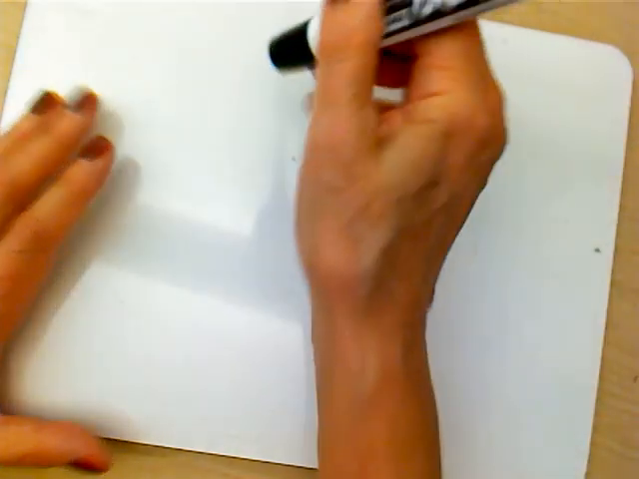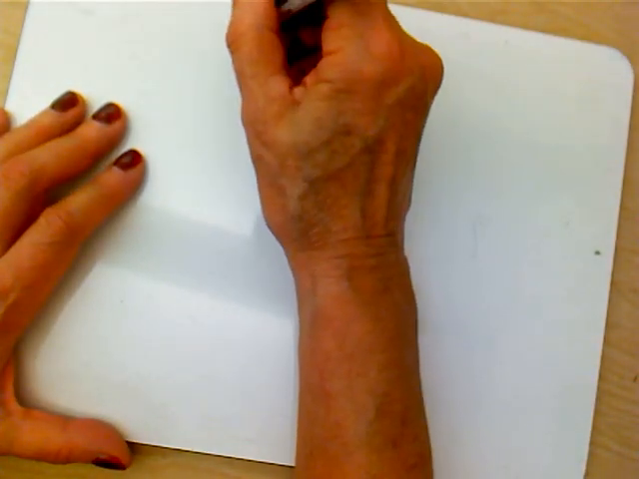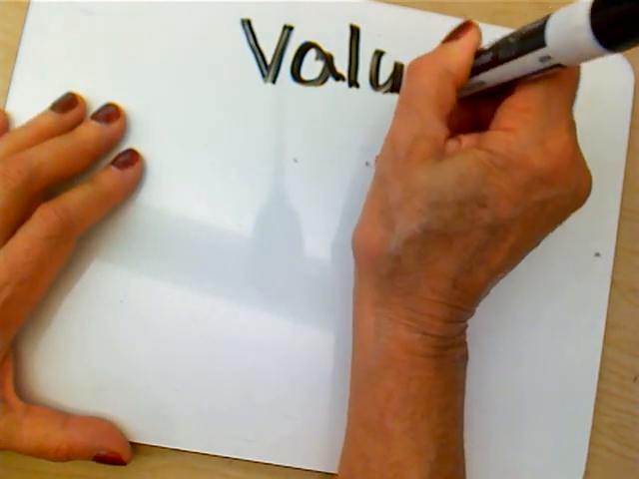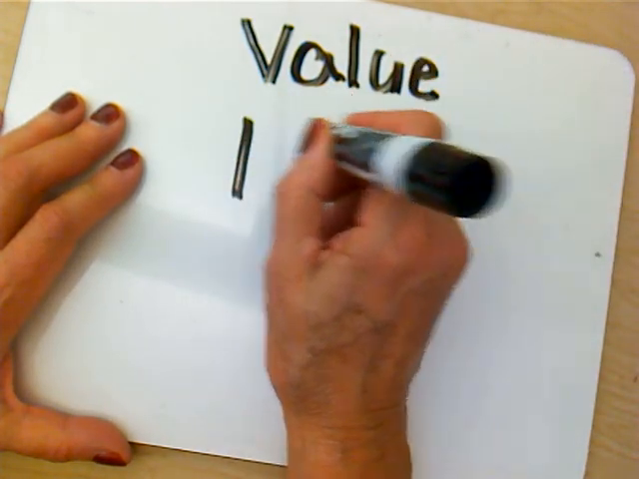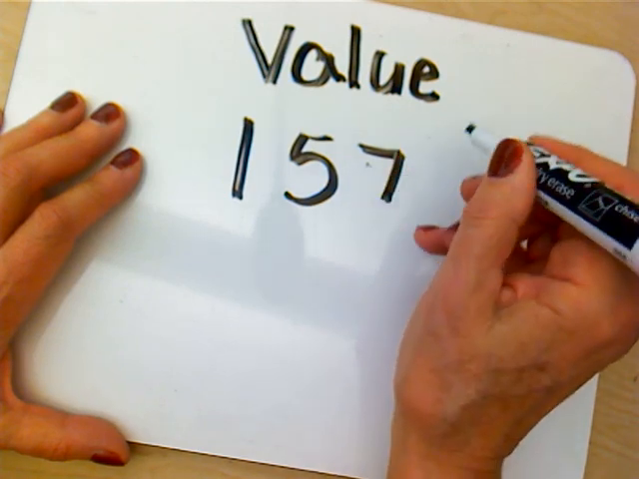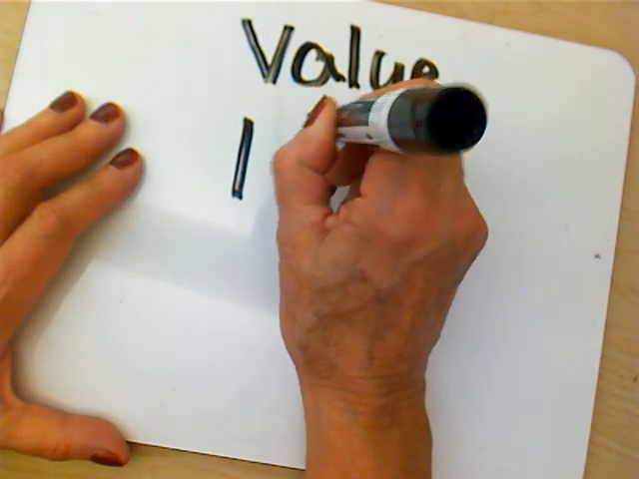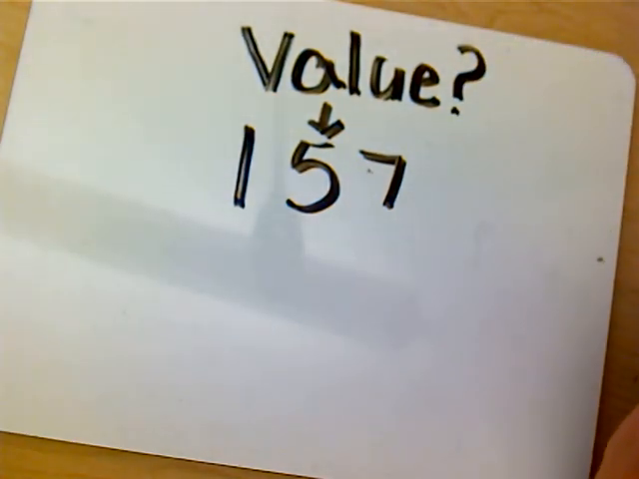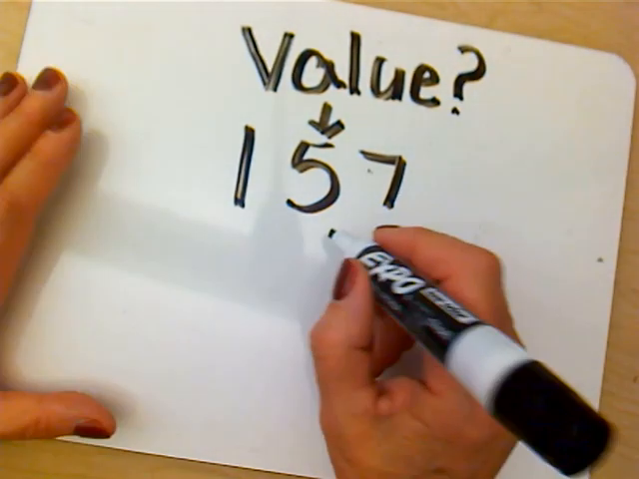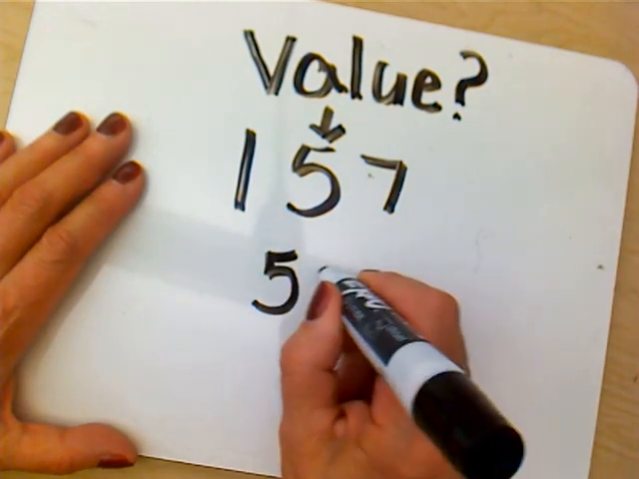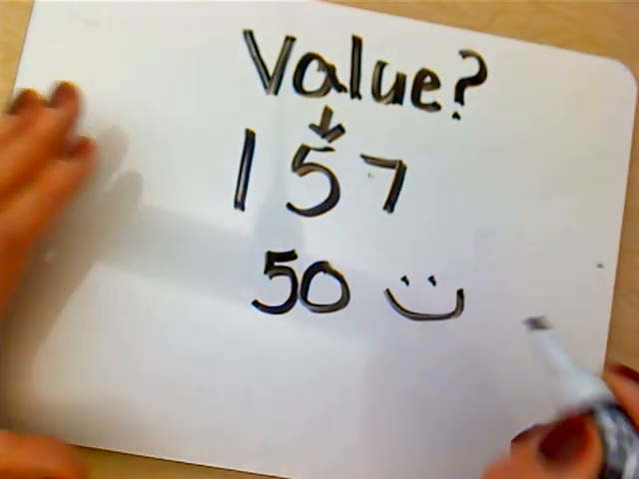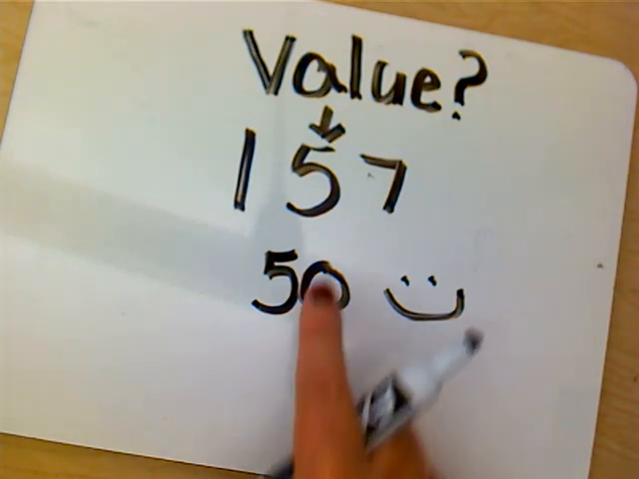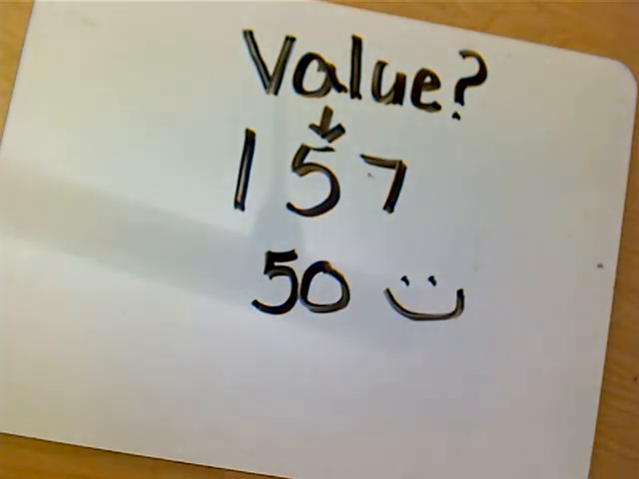If I asked you the value, this is different. I'm going to be asking you the value. What is the value of, in number 157, what is the value of the 5 in 157? I'm looking for the value. If you said the value of 5 would be 50, you would be correct. The value of the 5 in the tens place would be 50 because that's what it represents.